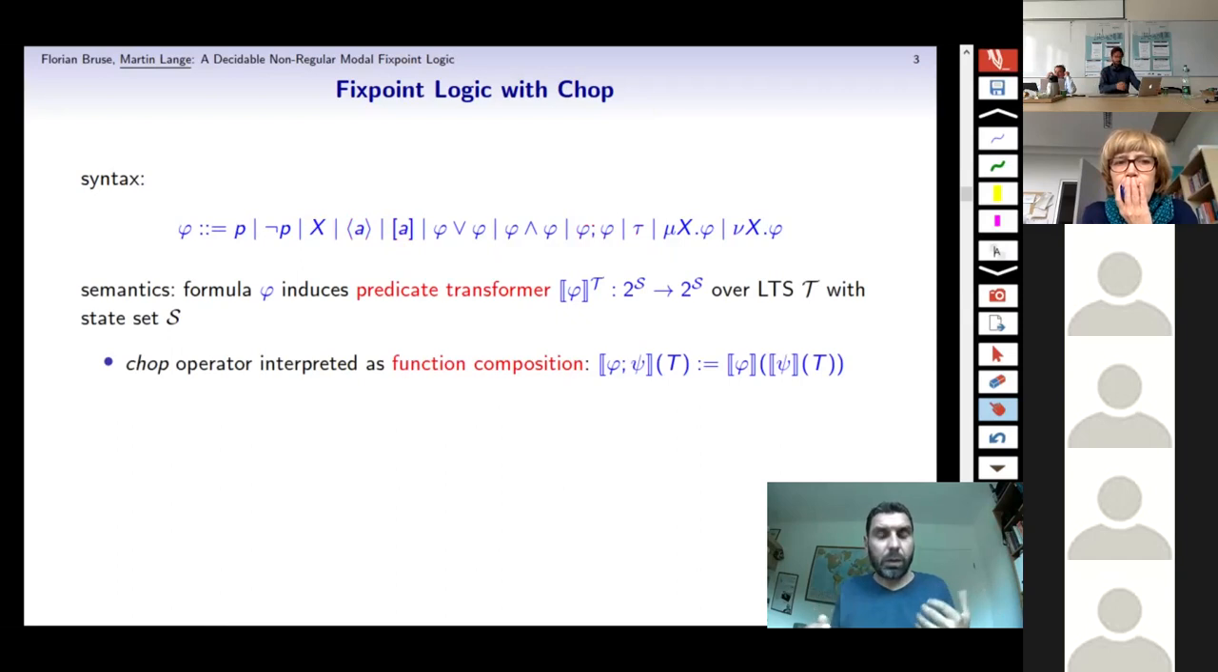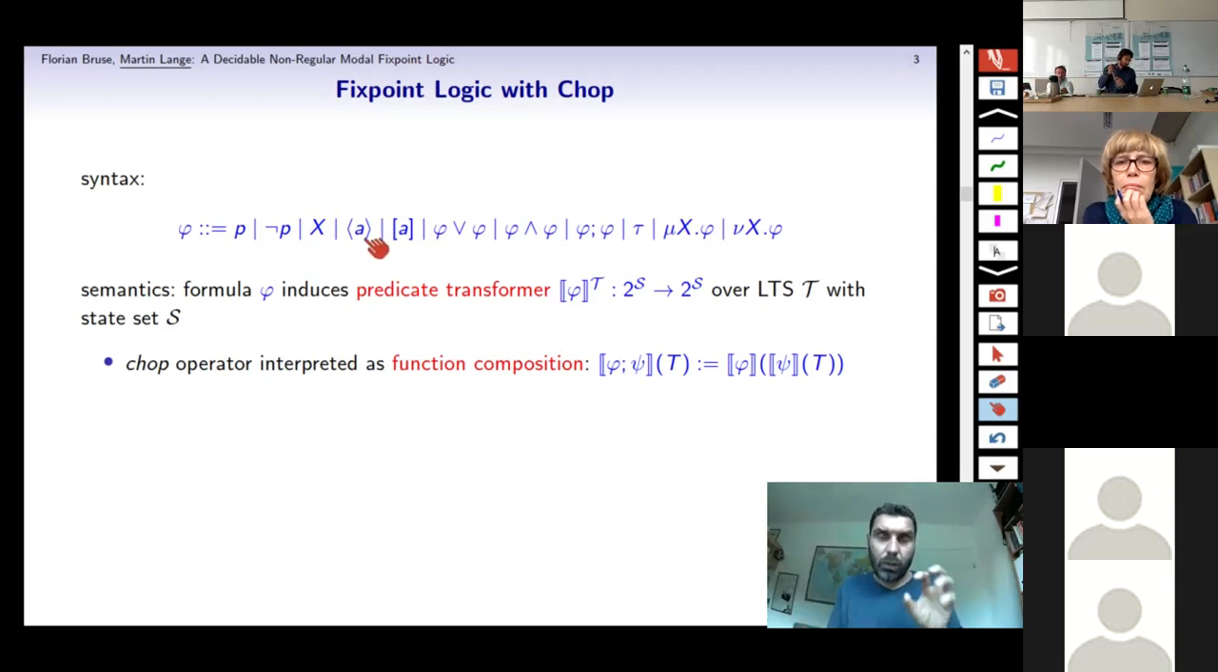So it is actually possible to interpret this logic over transition systems, just like the modal mu calculus. The idea here is that instead of reading a formula as a predicate, meaning something that defines a set of states, you read it as a predicate transformer, something that takes a set of states and returns another set of states.